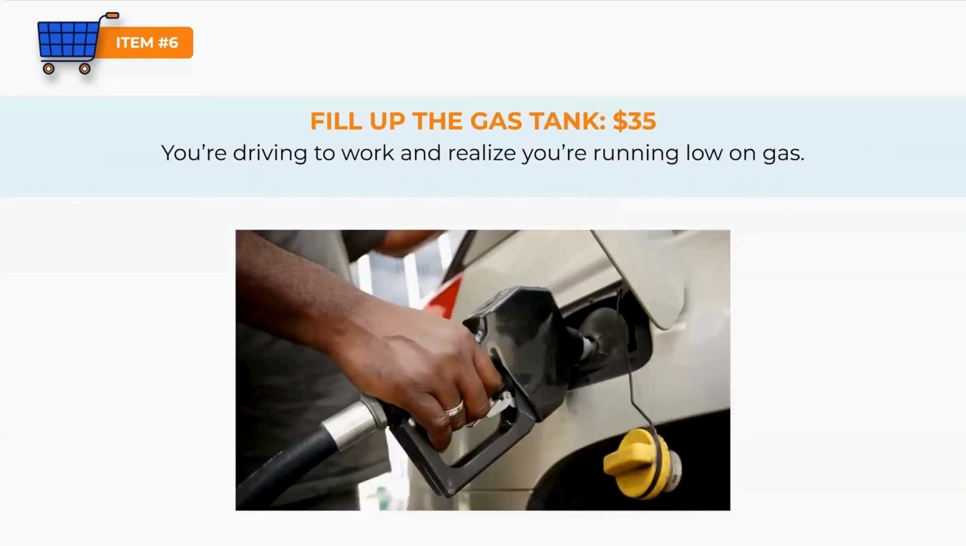Item number 6, fill up your gas tank. $35. You're driving to work and you realize you're running low on gas.